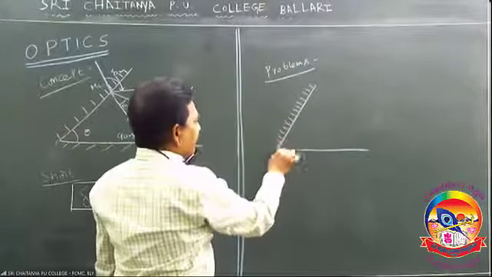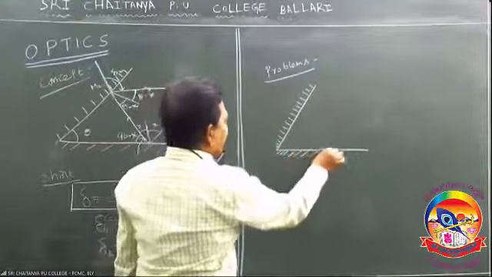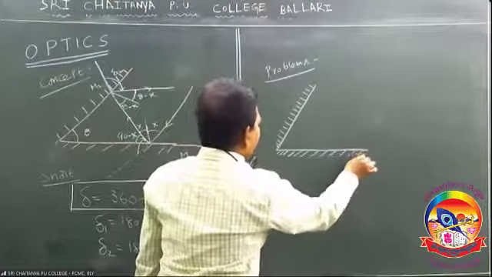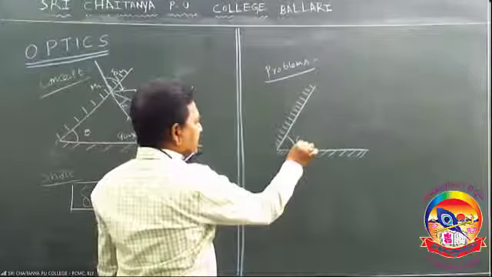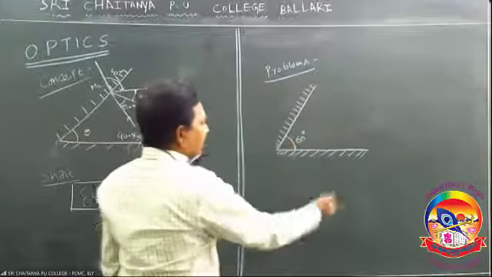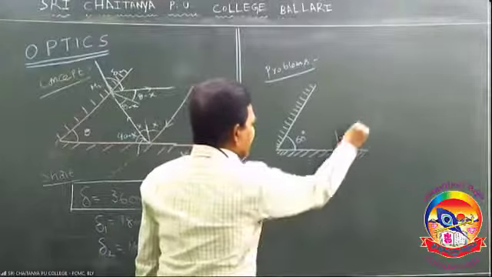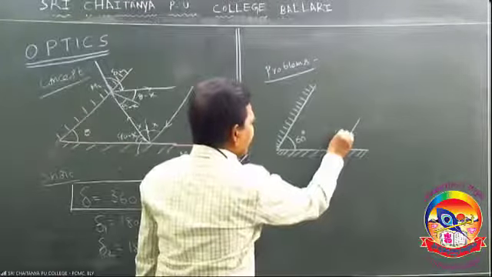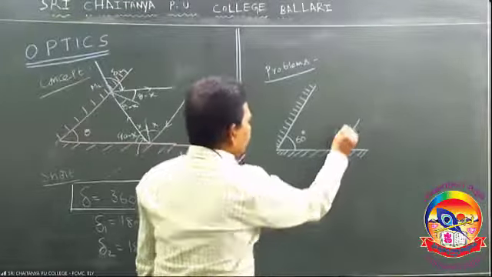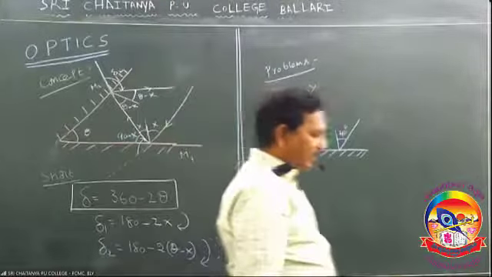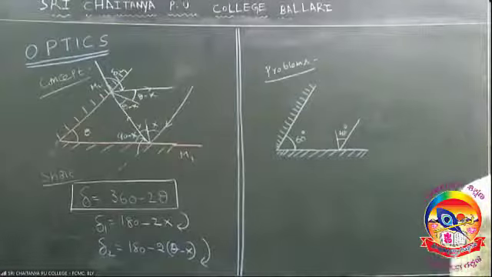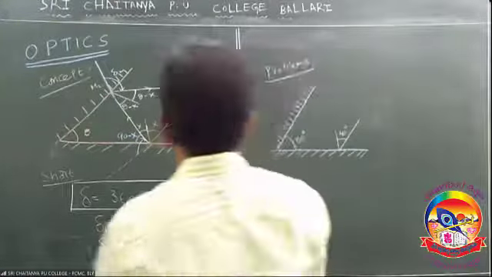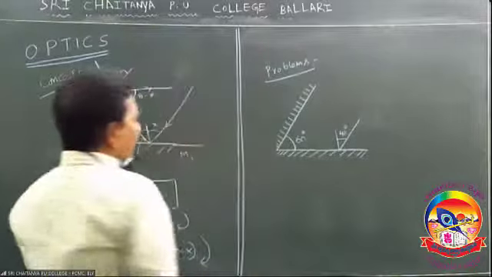Once I read out the problem, all the students take it down simultaneously. Angle between the two mirrors, 60 degrees. Angle of incidence, 40 degrees. After two reflections, calculate the total deviation. One reflection at the first surface, another reflection at the second surface. This is the problem.